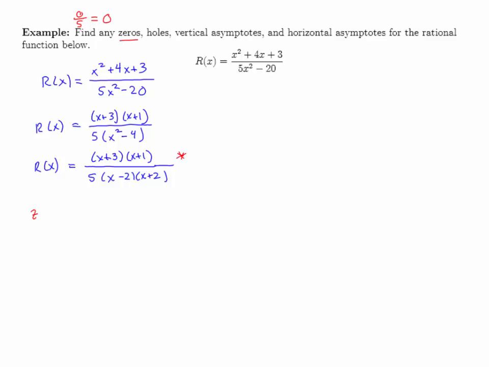So for this one, for the zeros, we're looking for what values of x will make this whole function 0. We look at that numerator, and because we have a factor x plus 3, if we input negative 3, we'll get 0, coming from negative 3 plus 3 giving us 0 there. And then we also have x plus 1, so negative 1 is also a zero. All right, we'll skip holes for now. We'll look at those in another example.